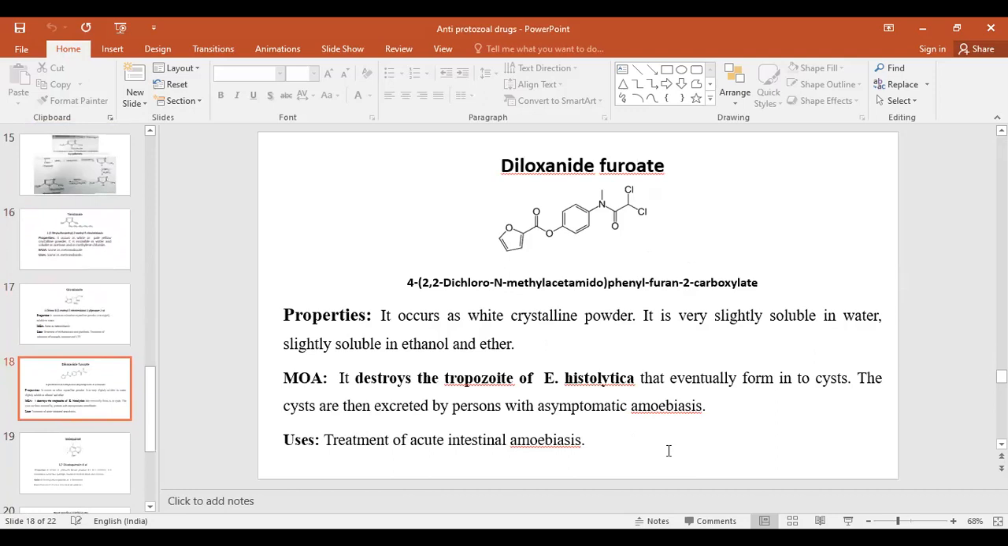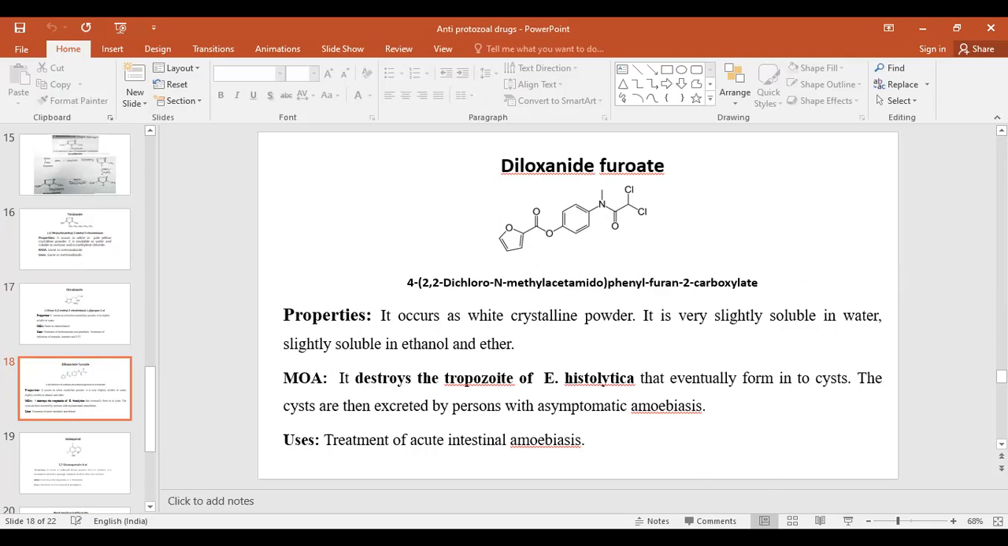Diloxanide furoate is used for Ascaris lumbricoides also, and used for different worm infections. Sorry, one furan group is there, and it is a furoate, a salt form. Diloxanide has 2 oxo groups. So the name is like this. It occurs as a white crystalline powder. It is very slightly soluble in water, and slightly soluble in ethanol and ether.